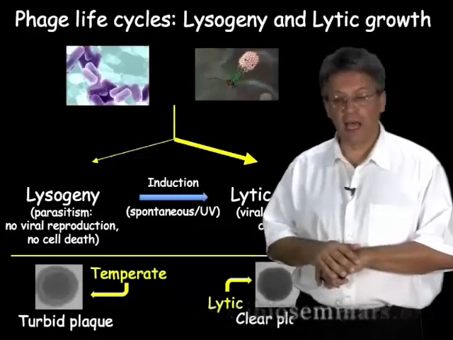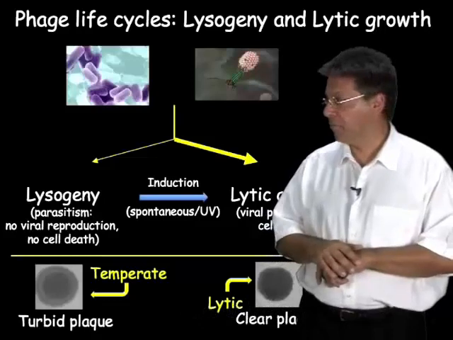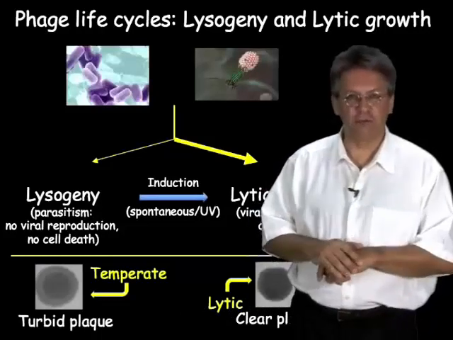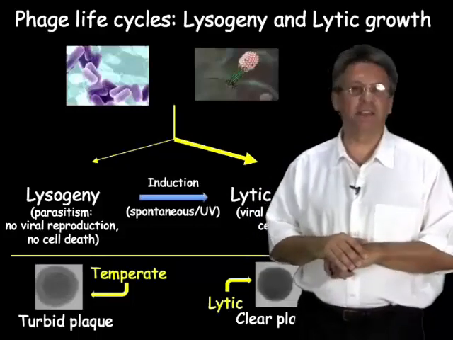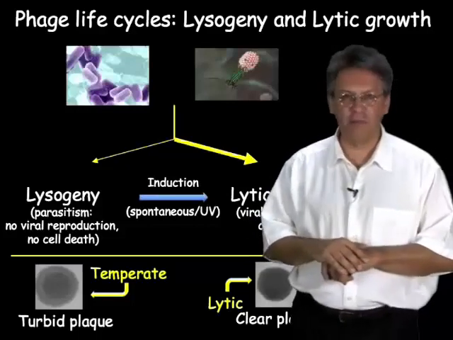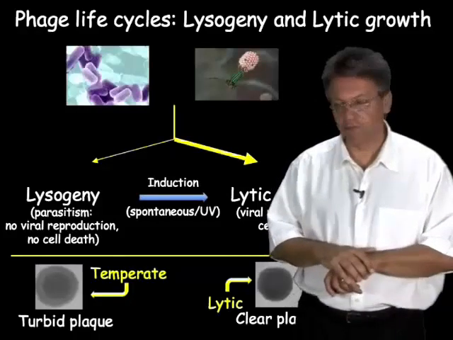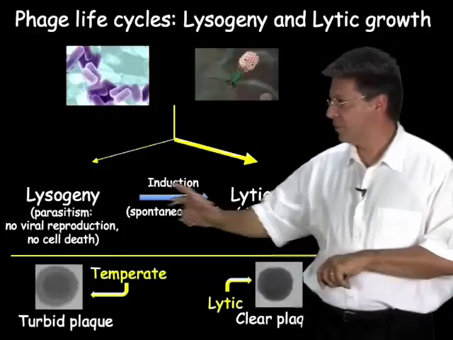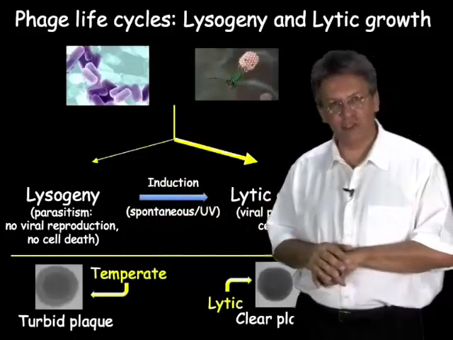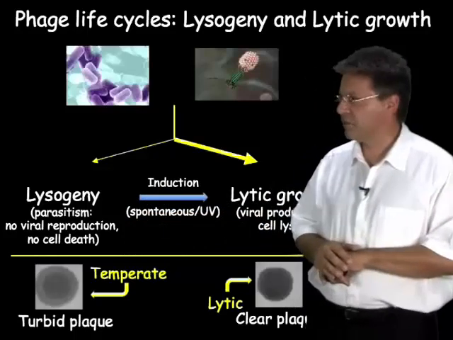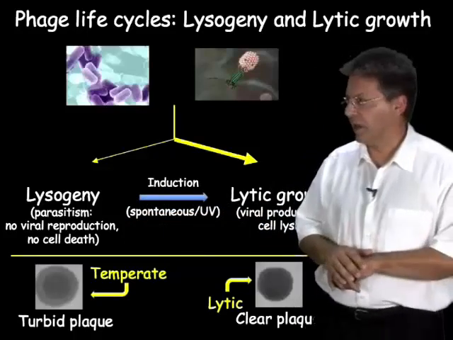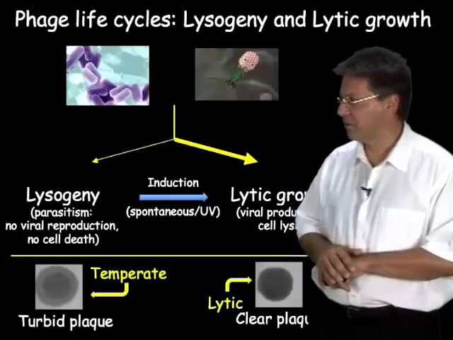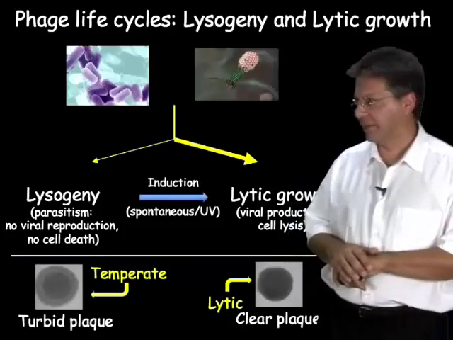So lysogens tend to be stable, but they don't have to remain in that state forever. They can go through many, many, many rounds of growth. However, as a process that happens either spontaneously or can be induced by DNA damage, such as UV light, lysogens can leave the comfort of that life cycle, and they can be induced into full lytic growth.